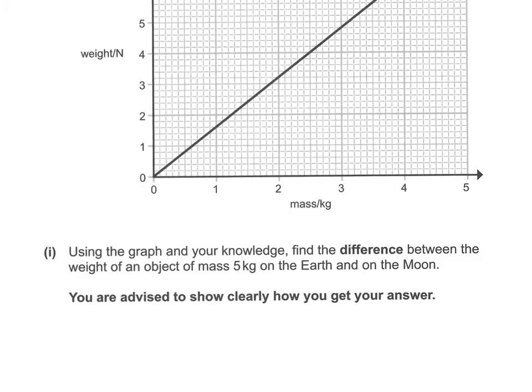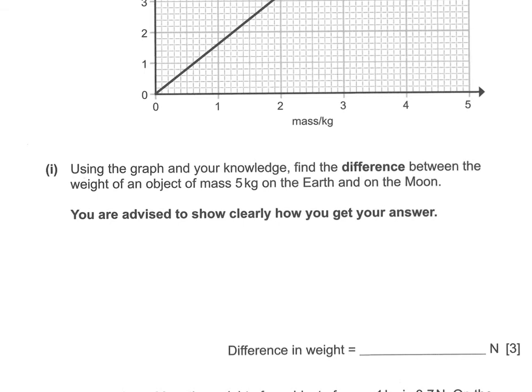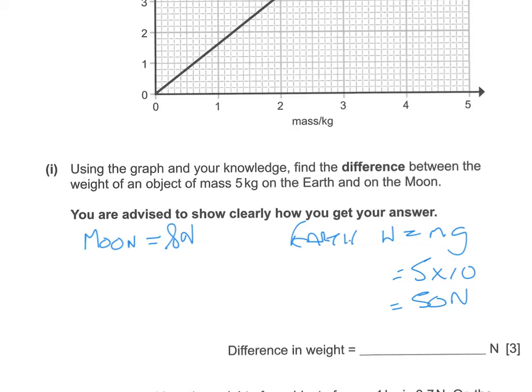So we can straight away look at 5 kilograms here and find that we get 8 newtons corresponding to 5 kilograms on the Moon. Okay, so we can record the value belonging to the Moon as 8 newtons. However, on the Earth we need to do W equals mg because we don't have a graph for the Earth. A mass of 5 kilograms times g, we take g to be 10. So we get 50 newtons for the Earth, and the difference then is going to be 42 newtons.